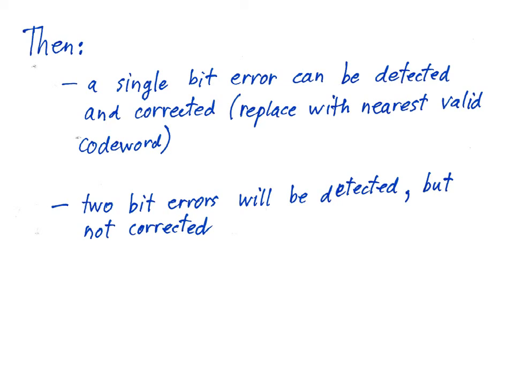If 2-bit errors occur, this will be detected as an invalid code word, but by selecting the nearest code word to that, we will now choose the wrong code word. So therefore, the error is not corrected. We will receive an incorrect result.